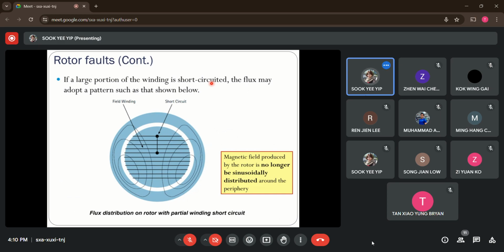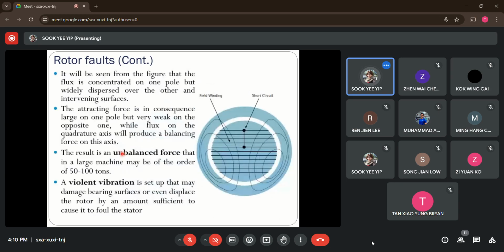Now let's see the flux distribution for the rotor if part of the field winding becomes short circuited. If you check out these diagrams, the horizontal line is the field winding, and at these two points, we have one short circuit to ground and another point short circuit to ground. So these sections of the field winding have been cut out due to these two fault points. The direct magnetic flux from the rotor is no longer sinusoidally distributed around the periphery.